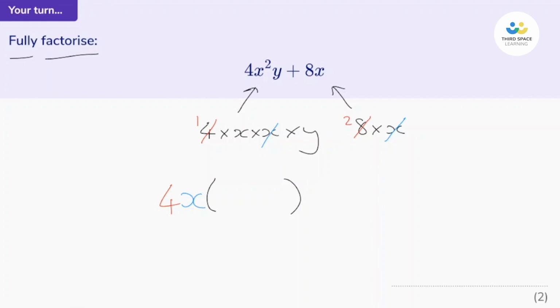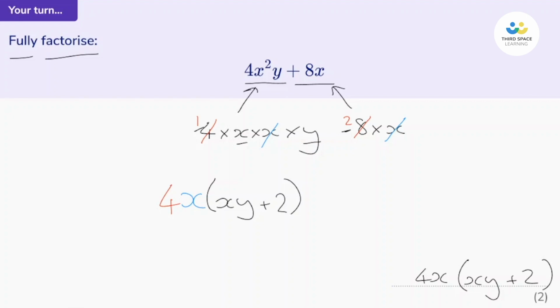Let's fill in the brackets. So 4x multiplied by something is 4x squared y. Well, that's just going to be 1 times x times y, which is just xy. And in a similar way, 4x multiplied by something is positive 8x. Well, that's just going to be positive 2. And let's pop that on the answer line. 4x bracket xy plus 2.